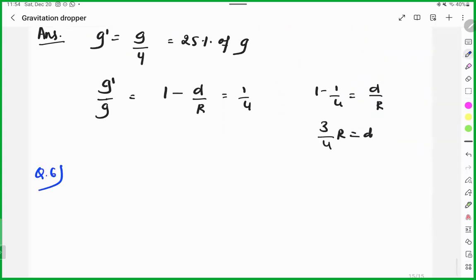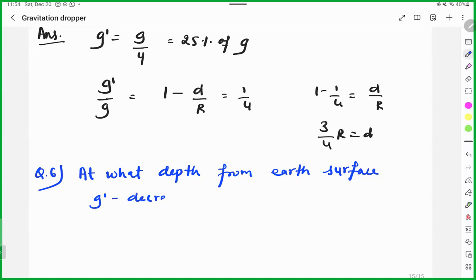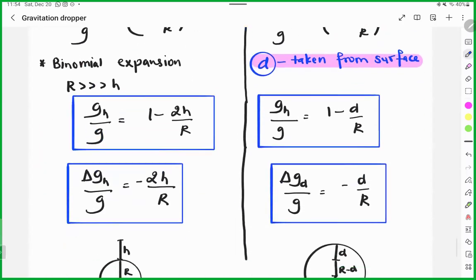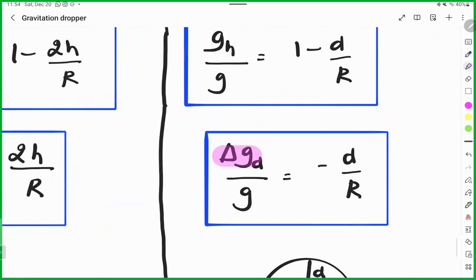Question number 6. Anvita, you have to solve this question. At what depth from Earth's surface will g dash decrease by 2%? You have to use this formula.